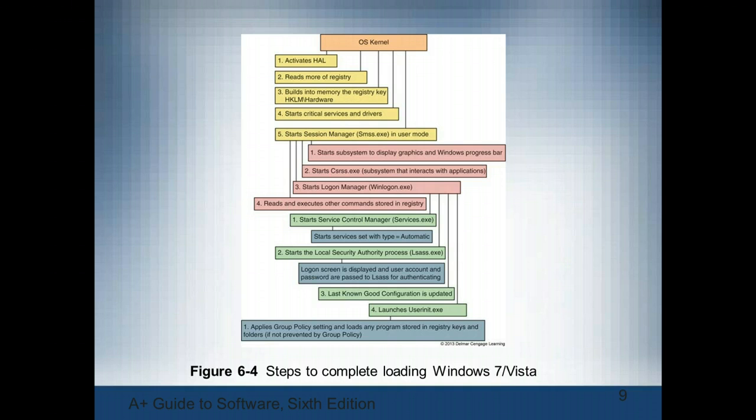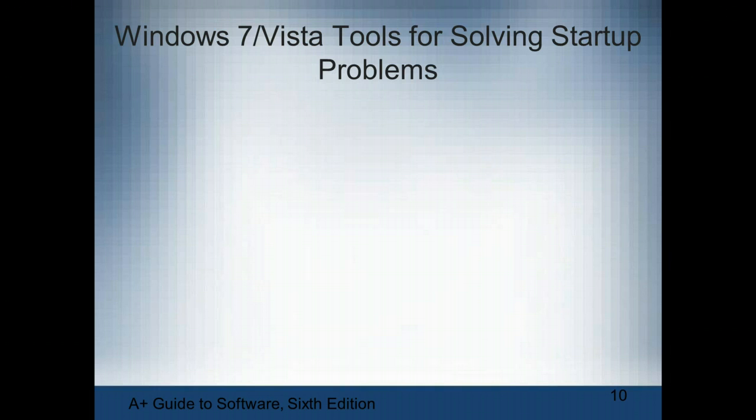The kernel, what was the kernel? Not the Army commander, but what's the kernel? It's the core. It's the core of the operating system, right? So the OS kernel activates the HAL, reads more of the registry, builds into memory the registry key HKLM hardware. Where is the hardware? Starts the critical services, starts the session manager, and on down the list that you can read. There's a lot of things that go on in the Windows start. You ever wonder why it takes so long? Just take a look at everything that has to happen as it goes through those things.